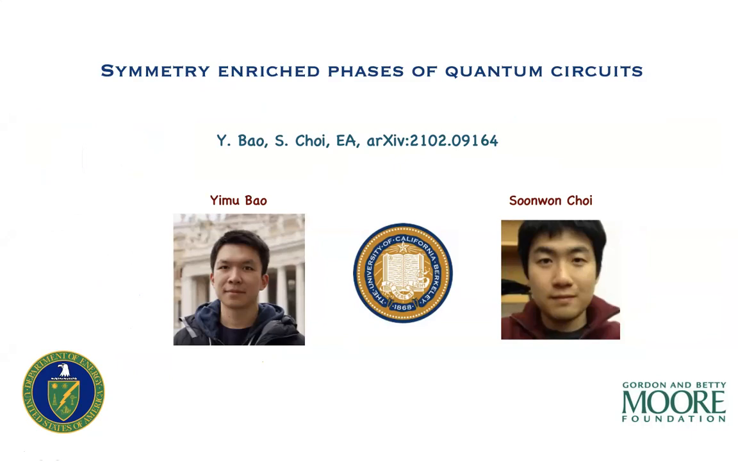So this is work I did with Yimu Bao, a fantastic student in Berkeley, and Sunwon Choi, a Miller postdoc who's moving to a faculty position at MIT. This deals with phases, basically looking at quantum circuits as a new type of many-body system and asking the question, what kind of phases of information flow can one have in these systems?